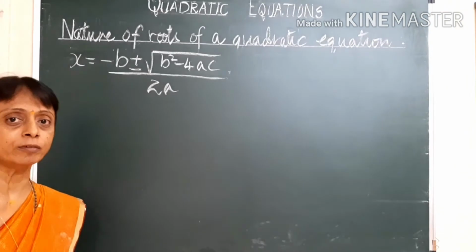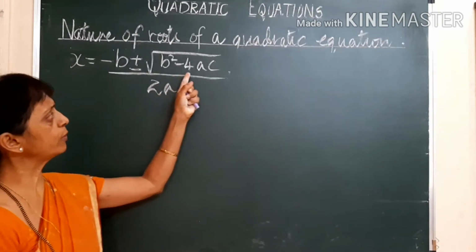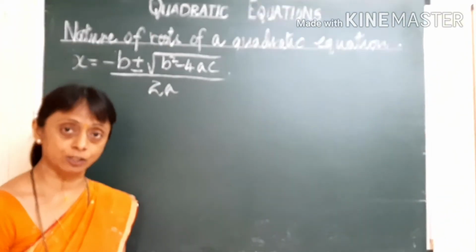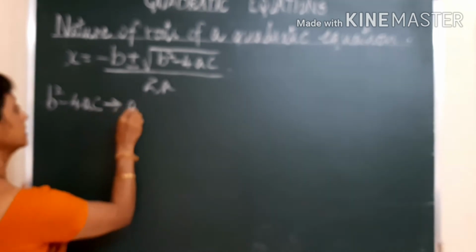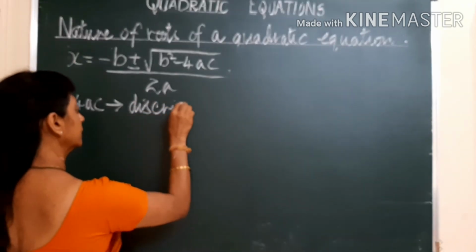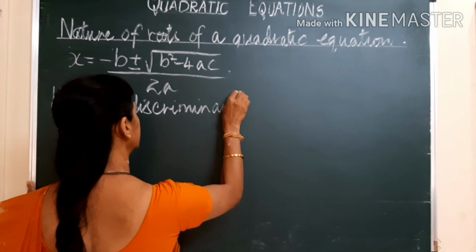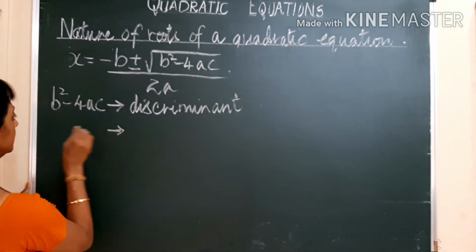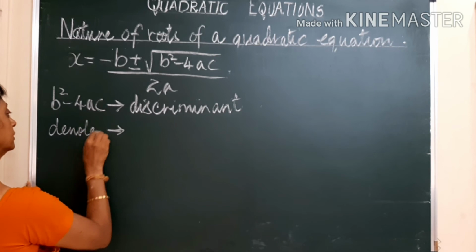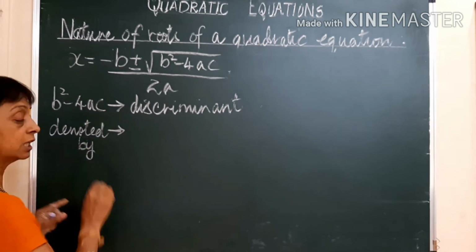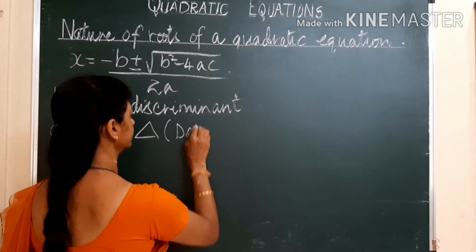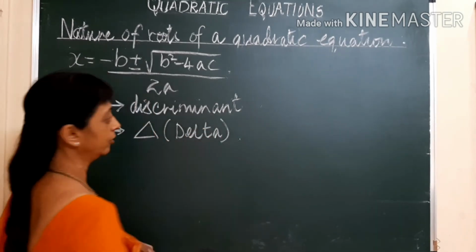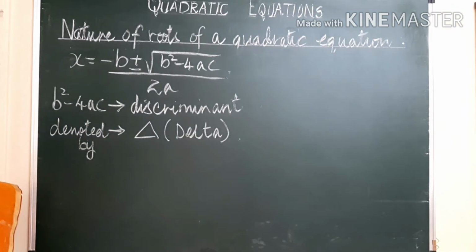Let's understand more in detail. First, what is b square minus 4ac called as? It is called as a discriminant. So b square minus 4ac is termed as a discriminant. And how is it denoted? It is denoted by a Greek letter delta. Right children?